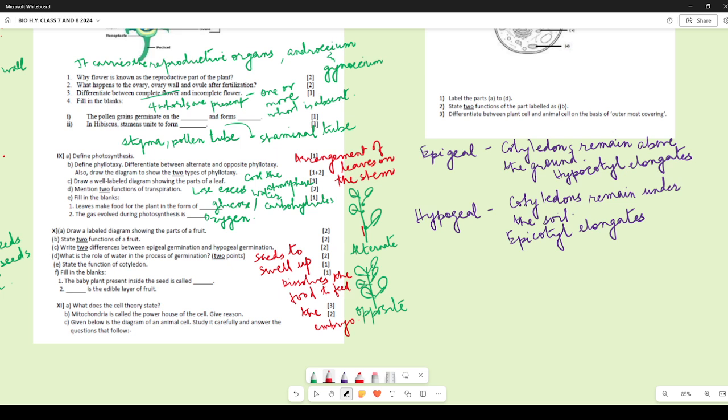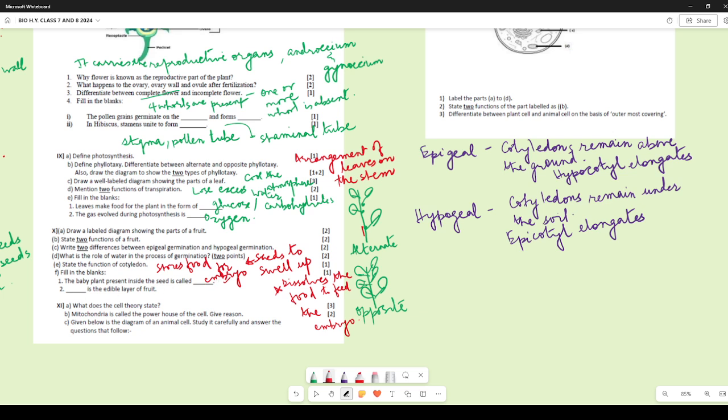So these 2 points you can write. It helps the seeds to swell up so that the seed coat can burst open, and it also dissolves the food to feed the embryo. State the function of cotyledon. Now, what is the function of the cotyledon? Cotyledon stores food. Stores food for what? Stores food for the embryo or for the baby plant. The baby plant present inside the seed is called the embryo. I have written the answer over here as well.